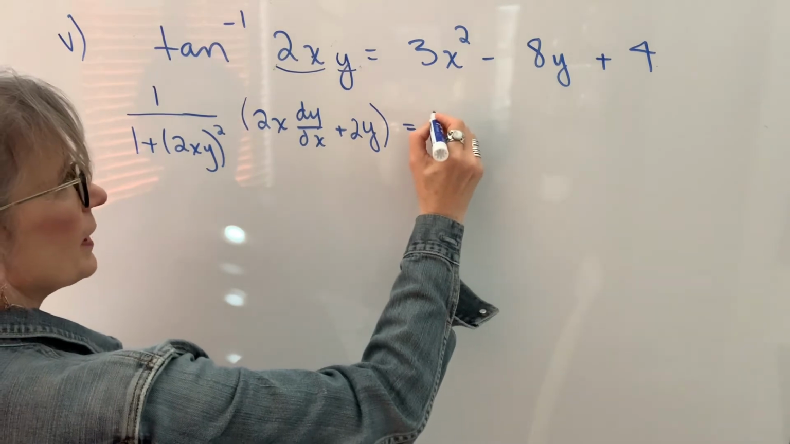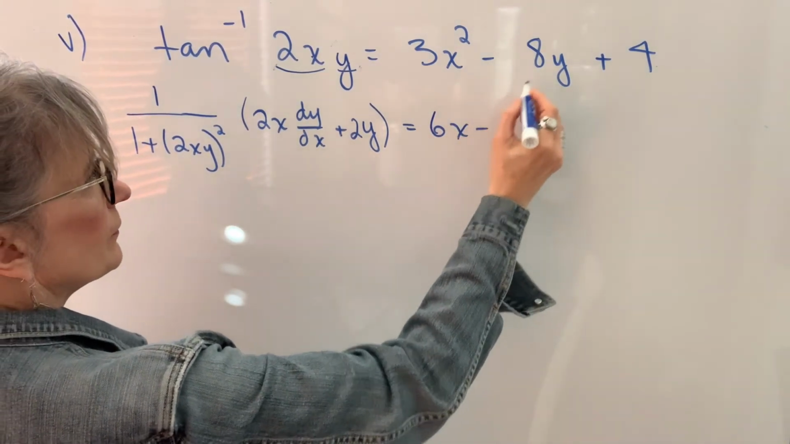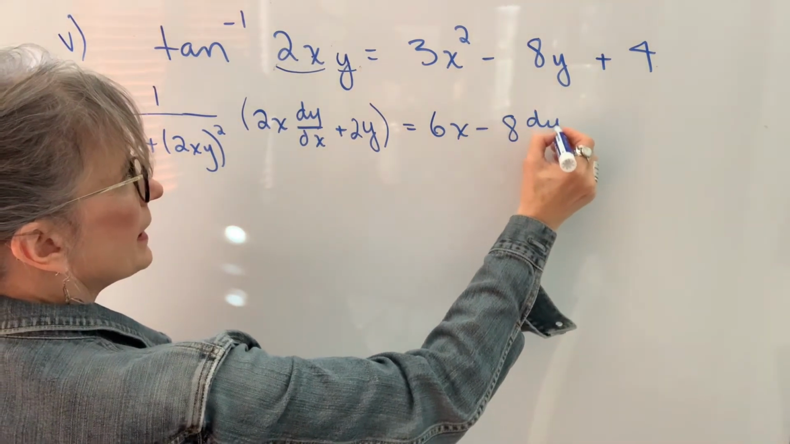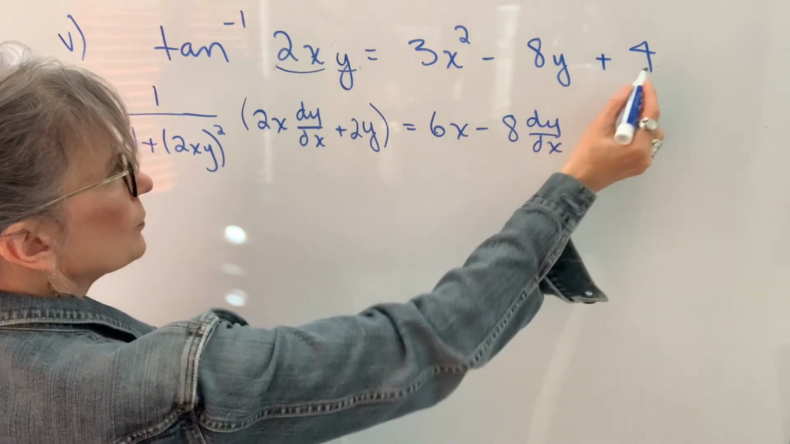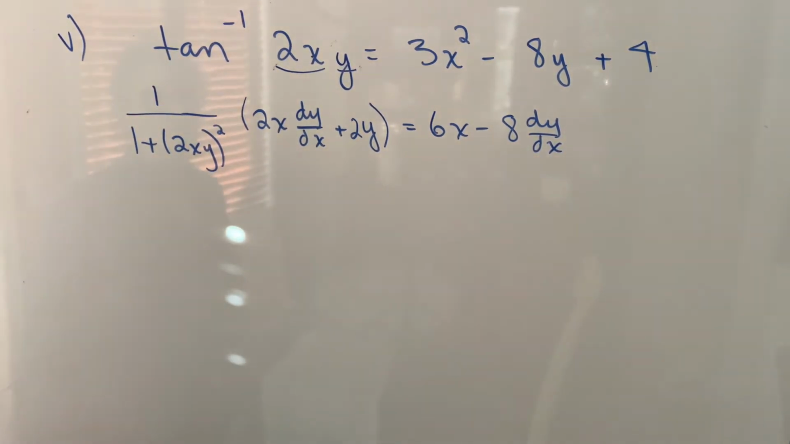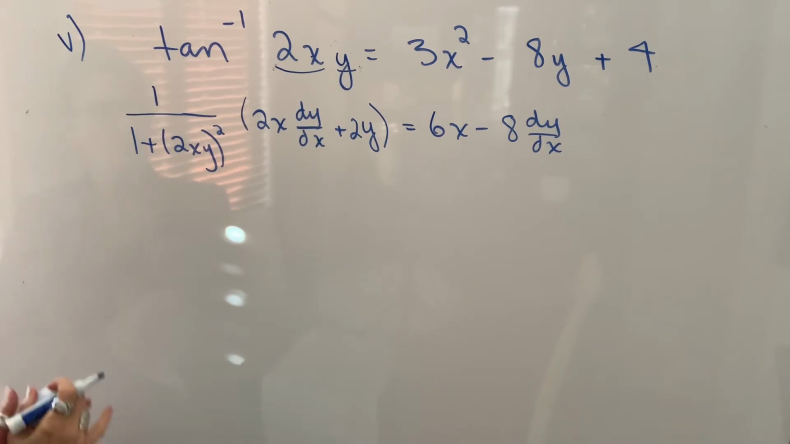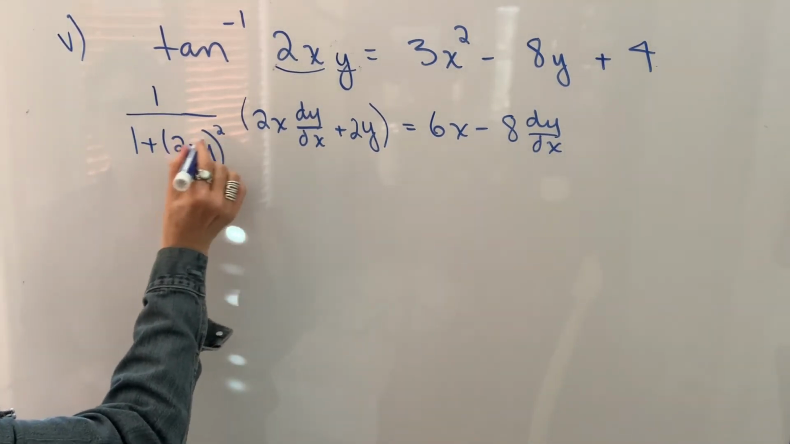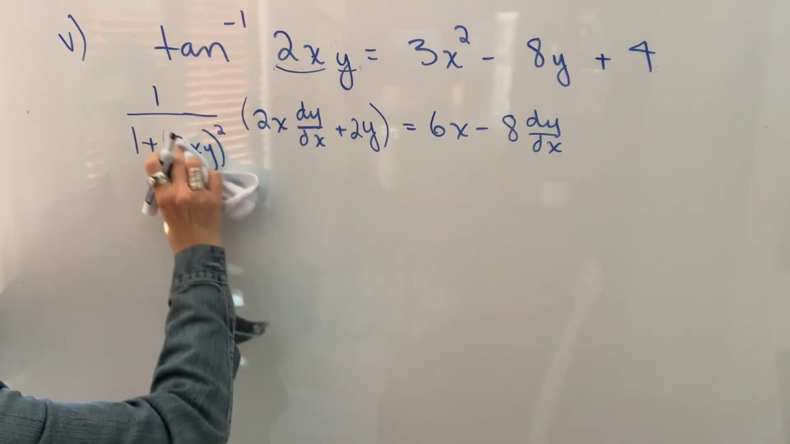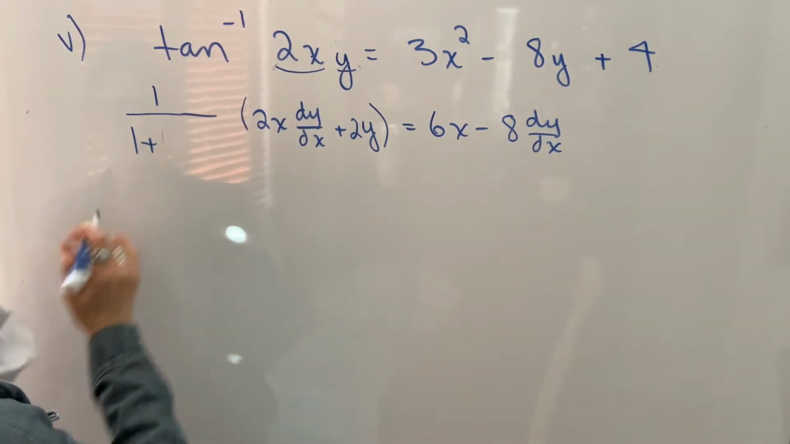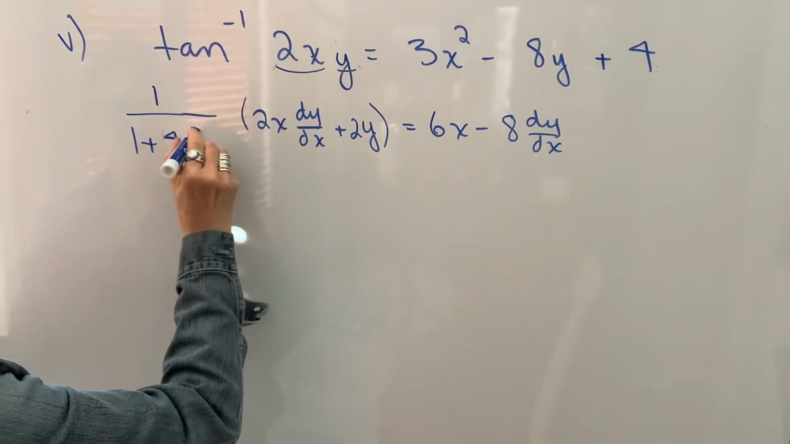The derivative of 3x squared is 6x, and the derivative of 8y is 8 dy dx, and the derivative of 4 is 0. I'm just going to square each factor there. So that will be 4x squared y squared.